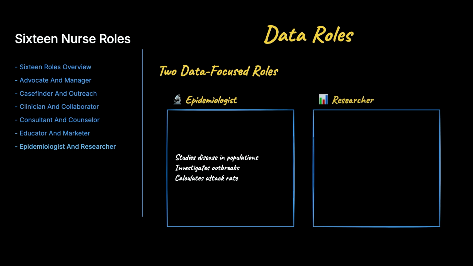2 data-focused roles round things out. An epidemiologist studies the distribution and determinants of disease in populations, investigating an outbreak, calculating an attack rate, and identifying the source. A researcher generates new, broadly applicable knowledge through systematic study, like a formal trial comparing 2 home visiting models. Research aims at knowledge that generalizes widely.